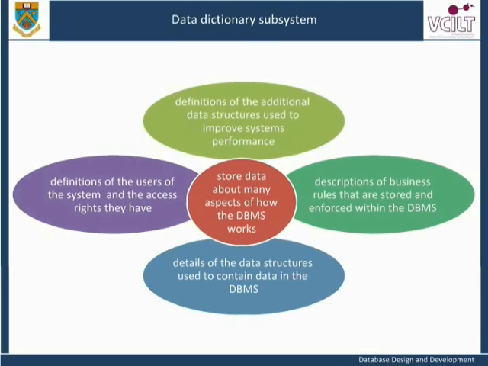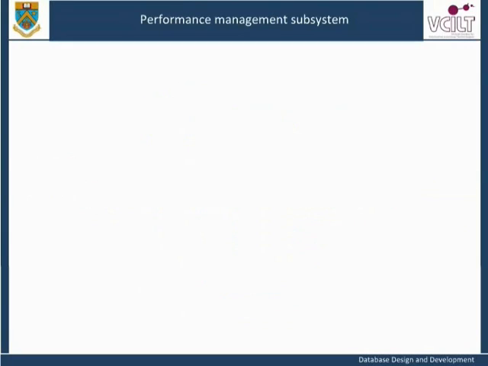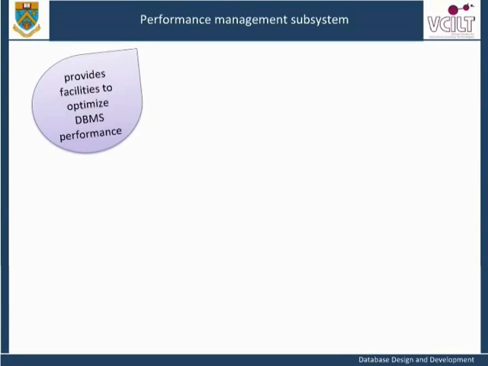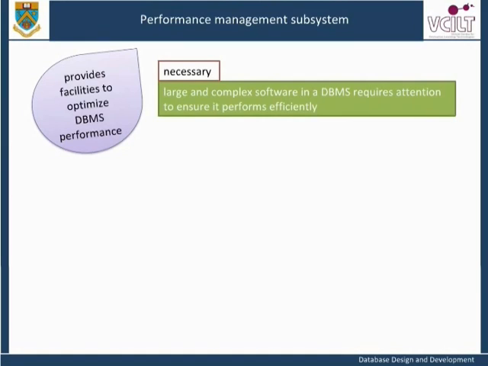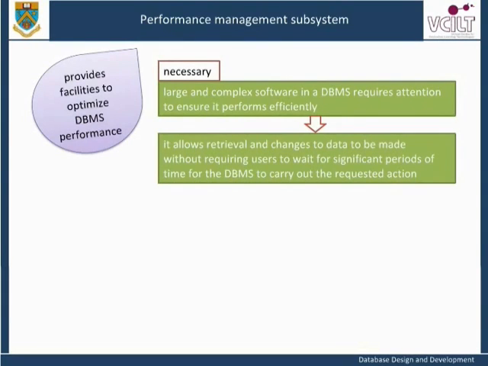However, the database administrator will need to have regular access to much of the dictionary system and should have a detailed knowledge of the way in which the dictionary is organized. The Performance Management Subsystem provides facilities to optimize or at least improve DBMS performance. This is necessary because the large and complex software in the DBMS requires attention to ensure it performs efficiently, that is, it allows retrieval and changes to data to be made without requiring users to wait for significant periods of time for the DBMS to carry out the requested action.